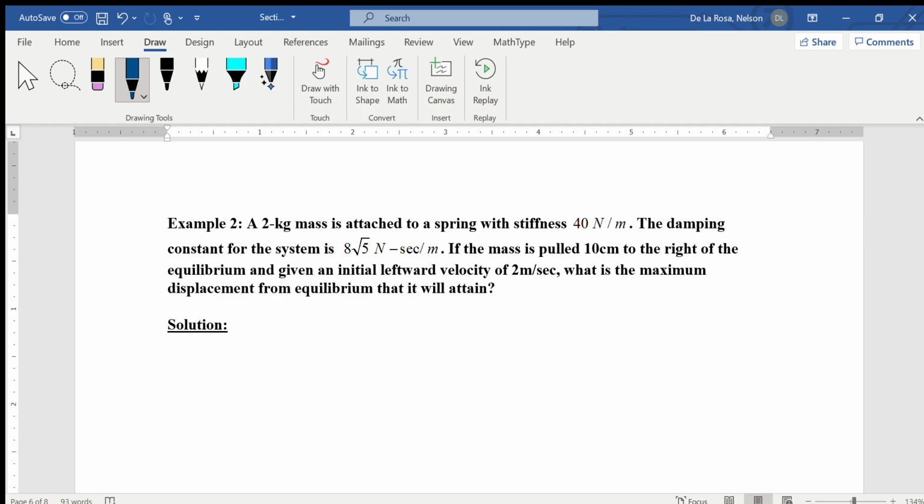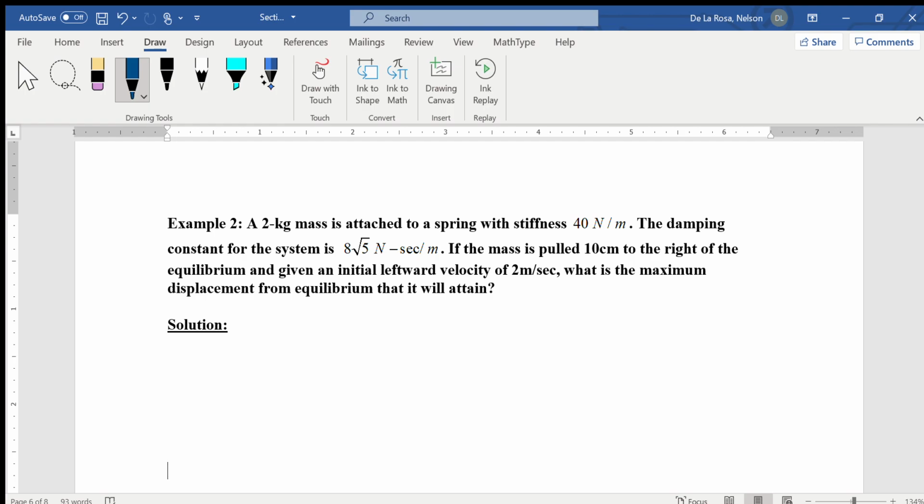Section 4.9, example 2. A 2 kilogram mass is attached to a spring with stiffness of 40 Newton per meter. The damping constant for the system is 8 square root of 5 Newton second per meter. If the mass is pulled 10 centimeters to the right of equilibrium and given an initial leftward velocity of 2 meters per second, what is the maximum displacement from equilibrium that it will attain?